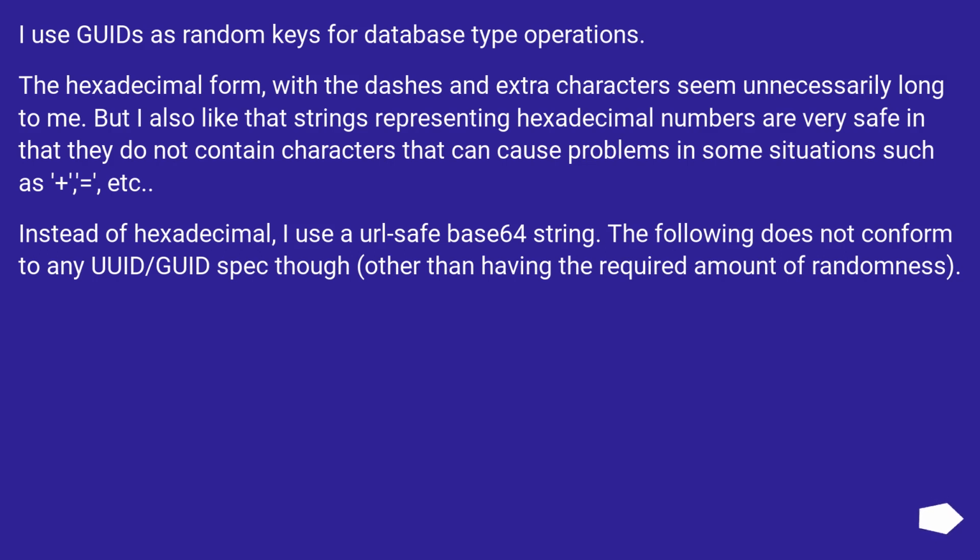I use GUIDs as random keys for database type operations. The hexadecimal form, with the dashes and extra characters, seems unnecessarily long to me. But I also like that strings representing hexadecimal numbers are very safe in that they do not contain characters that can cause problems in some situations, such as plus, comma, equals, etc.